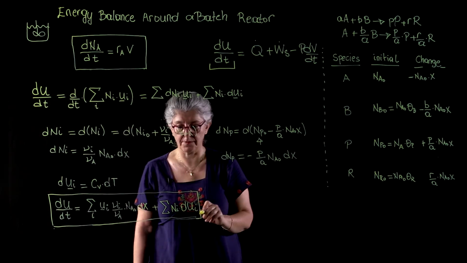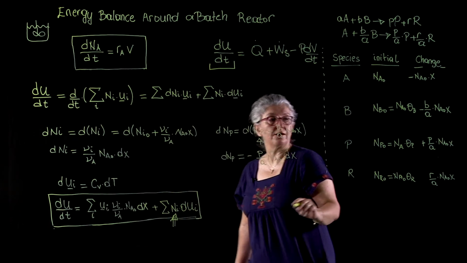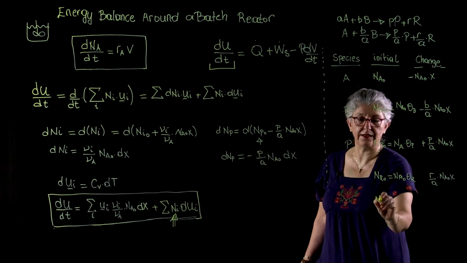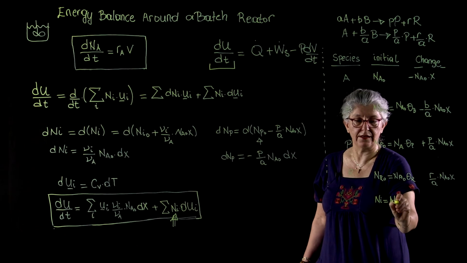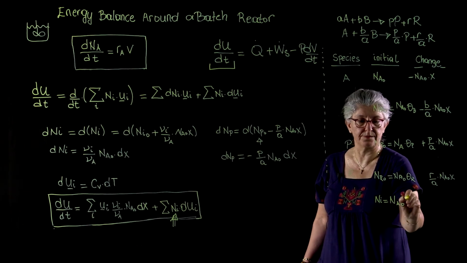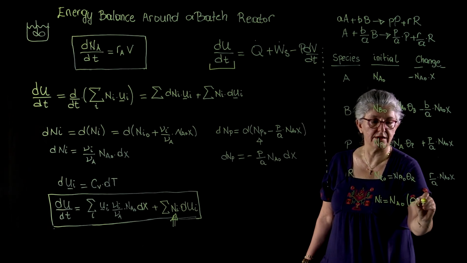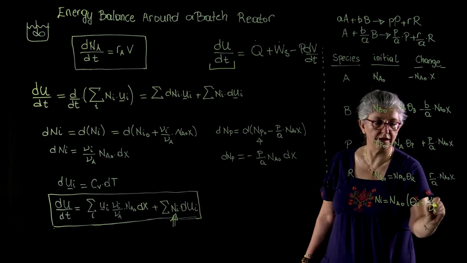Let's continue. Let us substitute Ni from here. Ni is equal to Na0 theta I plus nu I over nu A times X.